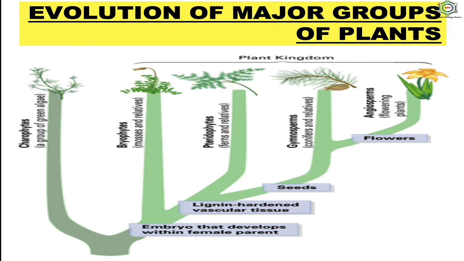So here you can see the plant kingdom: from the early embryo that develops within the female parent, then the lignin-hardened vascular tissue, and after that the plant groups, that is bryophytes, pteridophytes, gymnosperms, angiosperms. Here a group of green algae, that means here you can see all the plant kingdom.